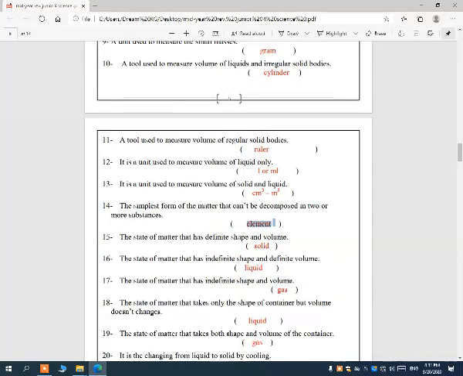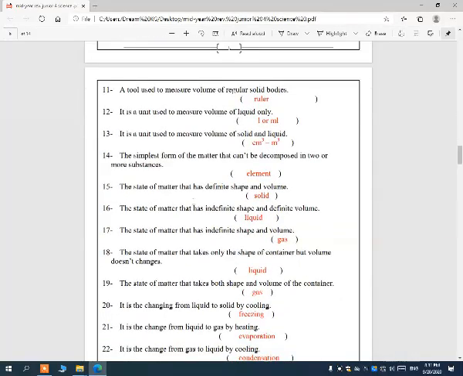Let's go, 15. State of matter that has definite shape and definite volume. Definite. It will be what? It will be solid.